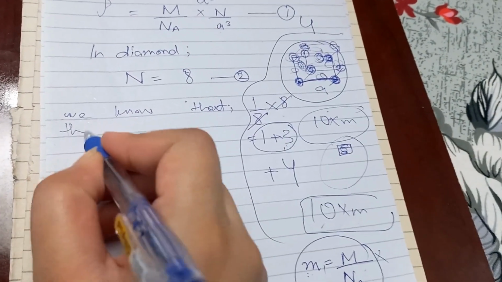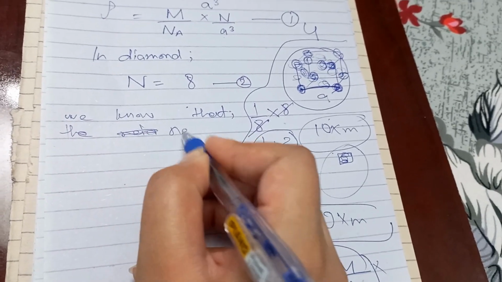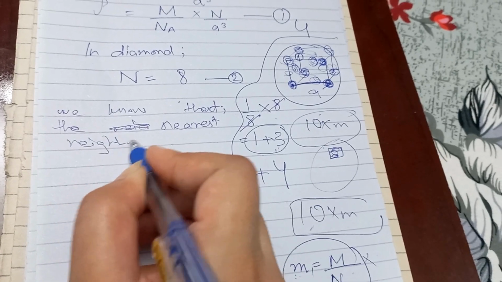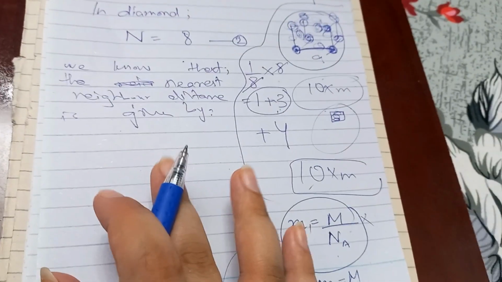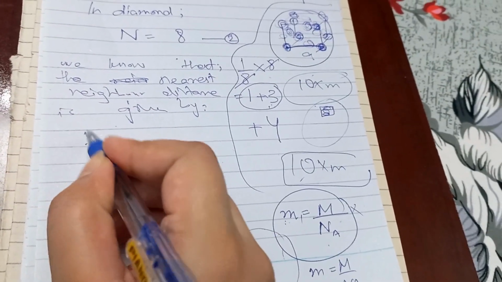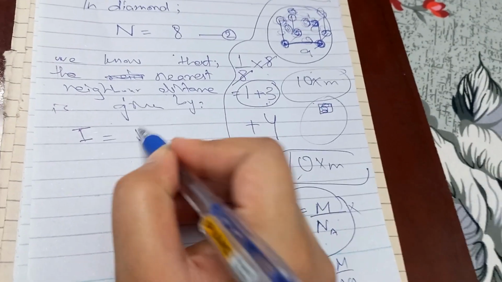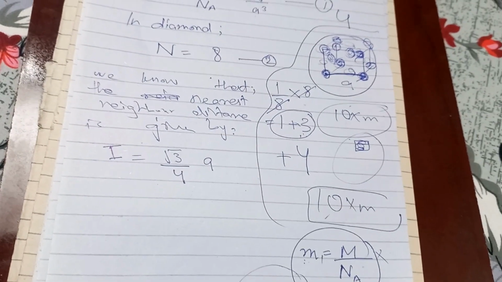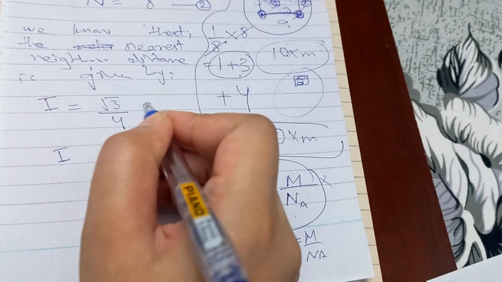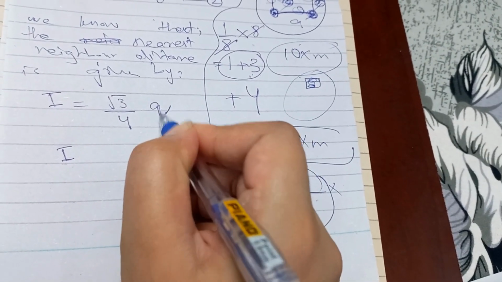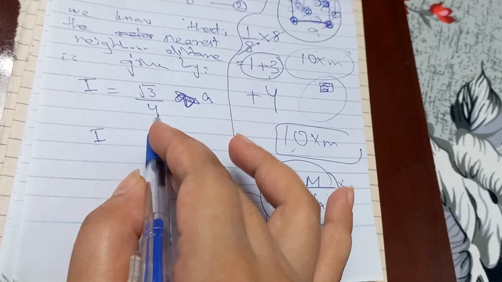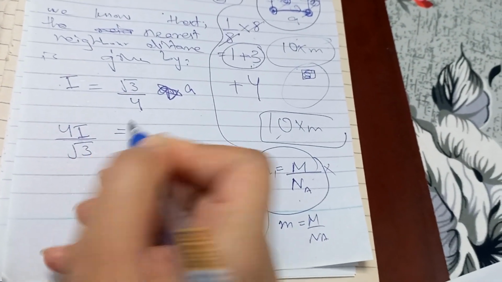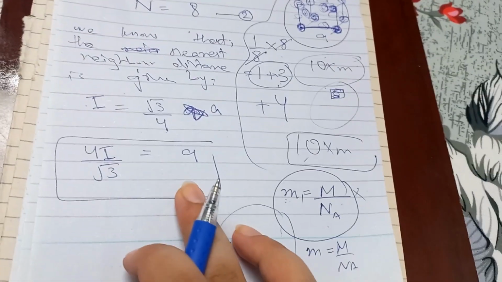We know that the nearest neighbor distance in diamond structures is given by, I called it l, the nearest neighbor distance, and it equals root 3 by 4 into a, where a is the lattice parameter we are interested in. So if you want to find a, it will simply be, it's not q, it's a. Let me take 4 here, so it's 4l by root 3, so that a is left alone here, and we wanted to calculate a.